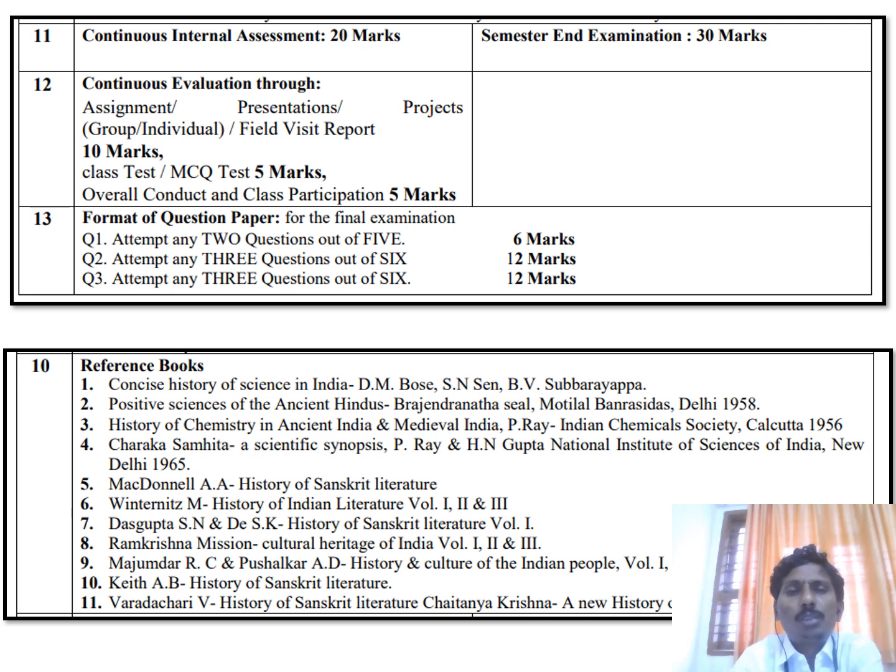In question number 2 there are 6 questions given and we have to solve any 3, and each question has 4 marks. In question number 3 again the same: 6 questions are given, 3 questions we have to solve and we will get 12 marks.